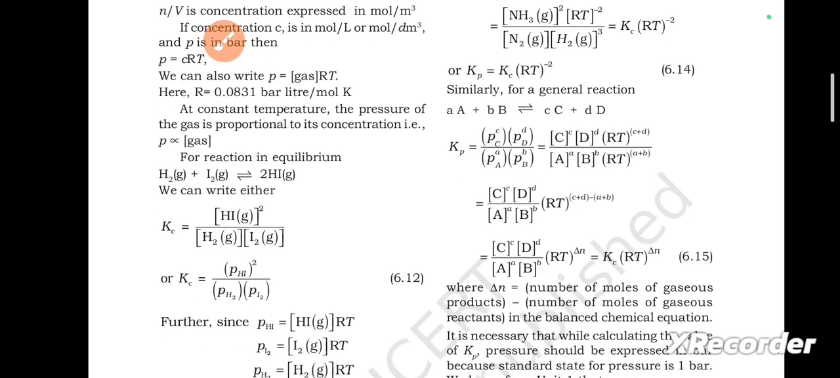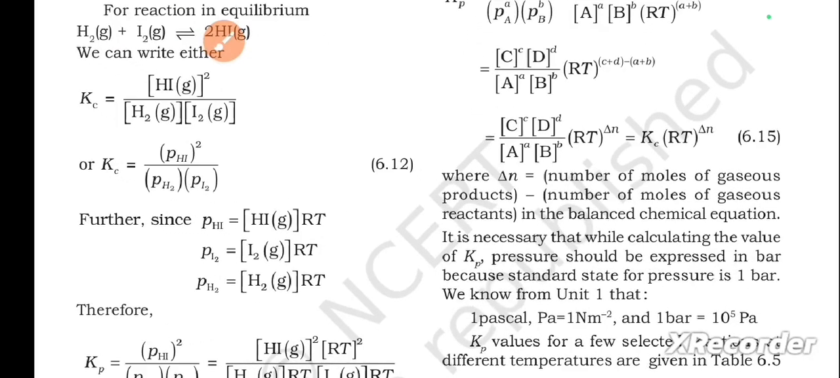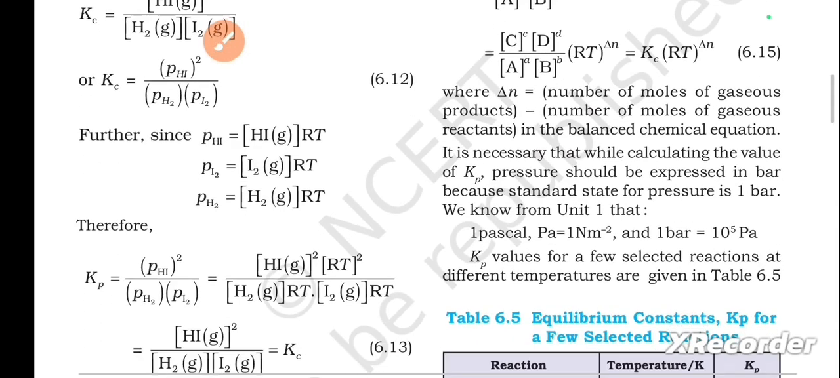This is the total reaction 6.15, where delta n equals the number of moles of gaseous products minus the number of moles of gaseous reactants in the balanced chemical equation. It is necessary that while calculating the value of Kp, pressure should be expressed in bar because the standard state for pressure is 1 bar. We know from unit 1 that 1 Pascal (Pa) equals 1 N m^-2 and 1 bar equals 10^5 pascals. Kp values for a few selected reactions at different temperatures are given in table 6.5.